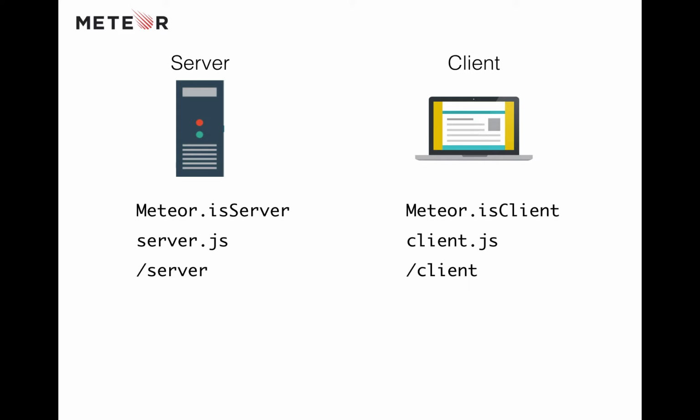It just won't run on the client, but it'll be visible on the client. So you don't want to put anything secret in there, like some secret API key. You want to put that either in a server.js file or inside a file that's in the server directory. So just keep that in mind.